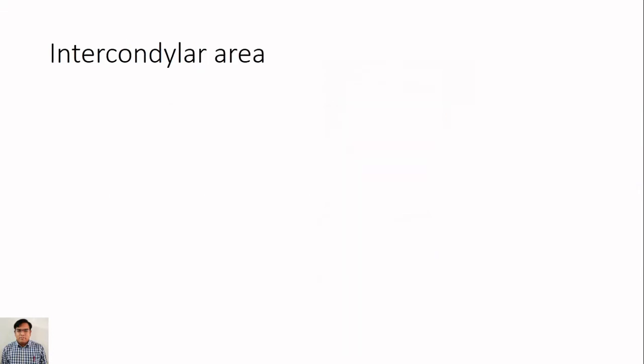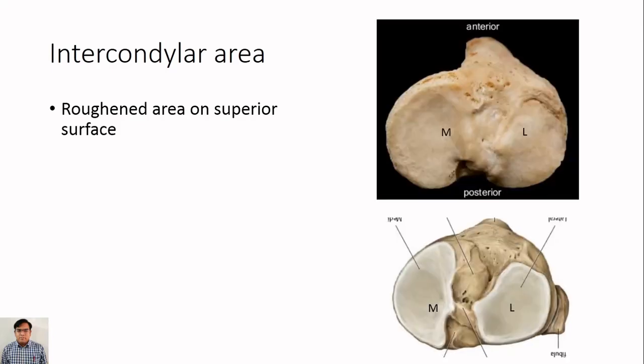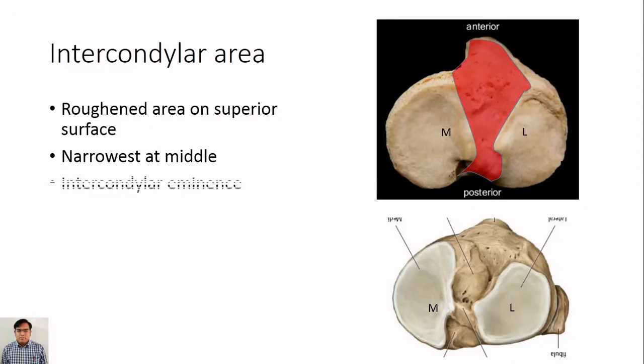Now the intercondylar area, it is a roughened area on superior surface of tibia. This is the superior surface, and this red shadow is intercondylar area, and it is narrowest at middle like this. At the middle there is an elevation known as intercondylar eminence here.